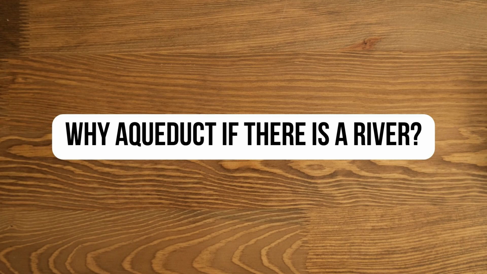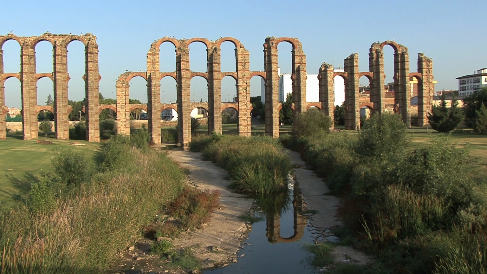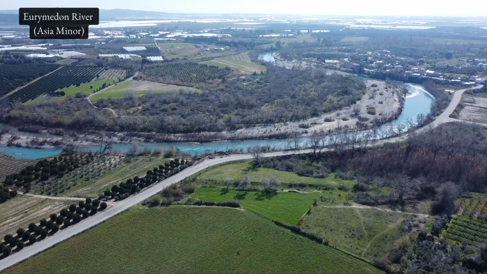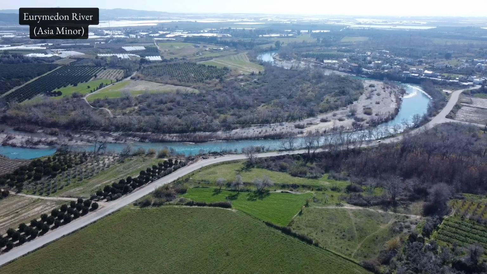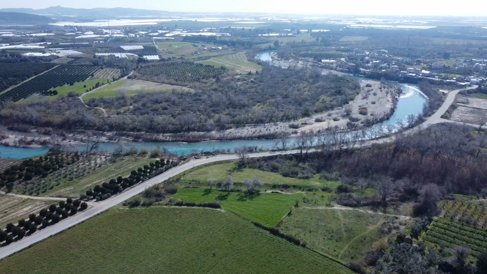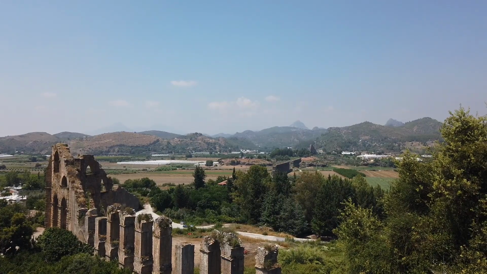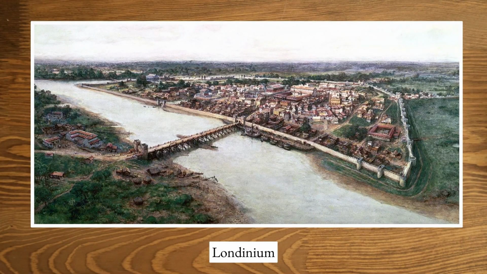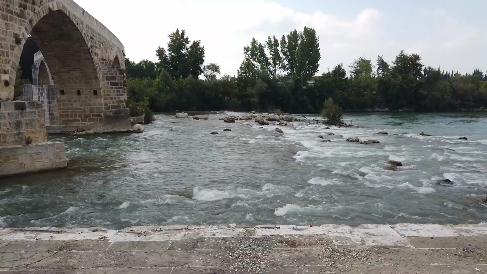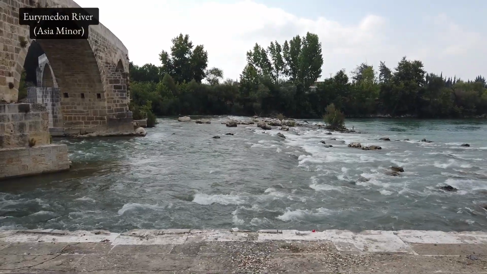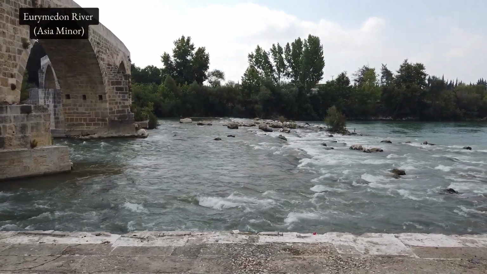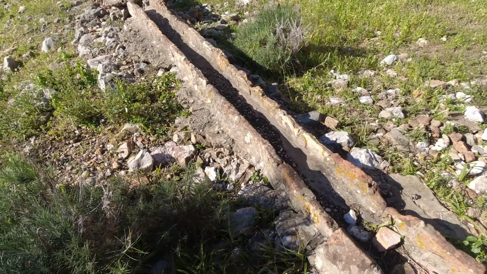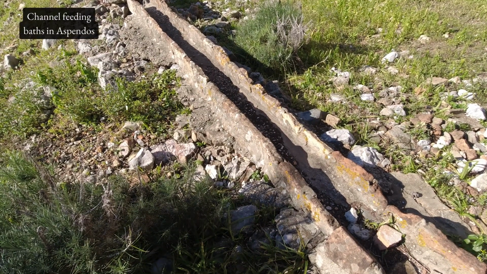Why build an aqueduct if you already have a river? Why should someone spend so many resources when there is a river nearby? Aspendos is on the banks of the Eurymedon River, and the city has a pretty large aqueduct, the highest in Turkey. Many Roman cities were built on the banks of a river, Rome for example. But there was not always enough water in the river to supply the baths and fountains in the city, and there were no pumps in those days.